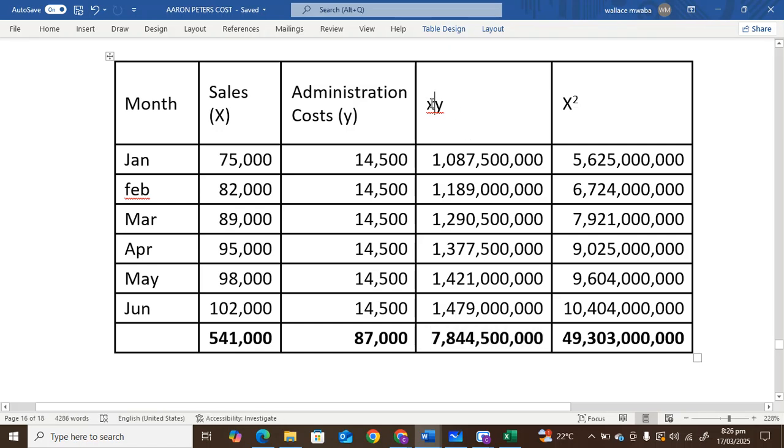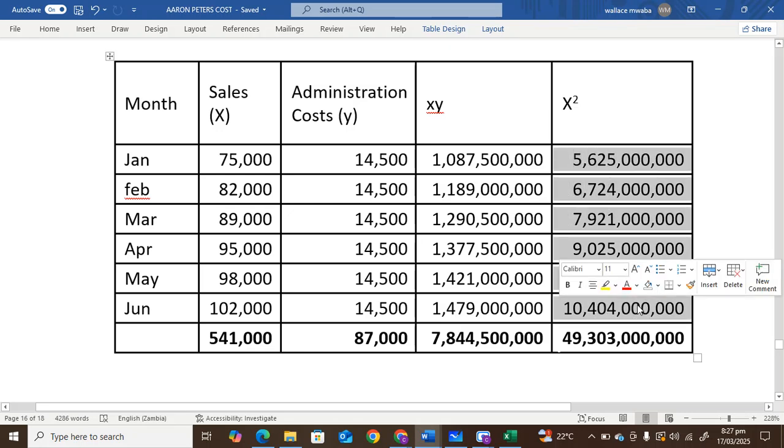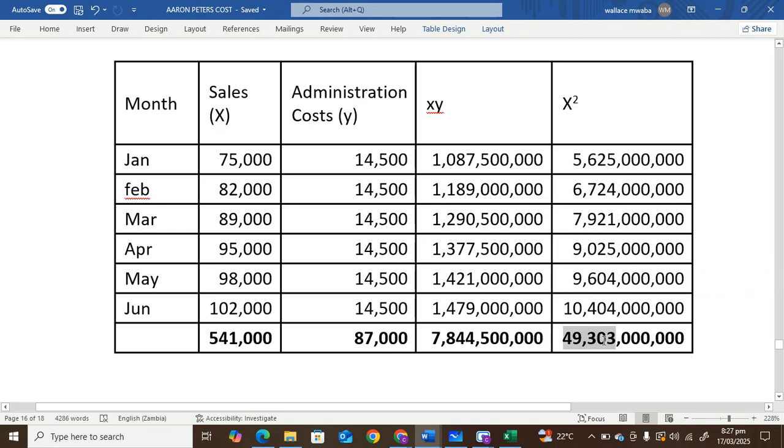Each column has to have a total. Remember that our X column also has a total. You add all the sales values, 501,000. Our administration costs column, you add all the values, these 14,500, you add them, you get 87,000. Our X squared column also, you add all these values, you get 49 billion 303 million.